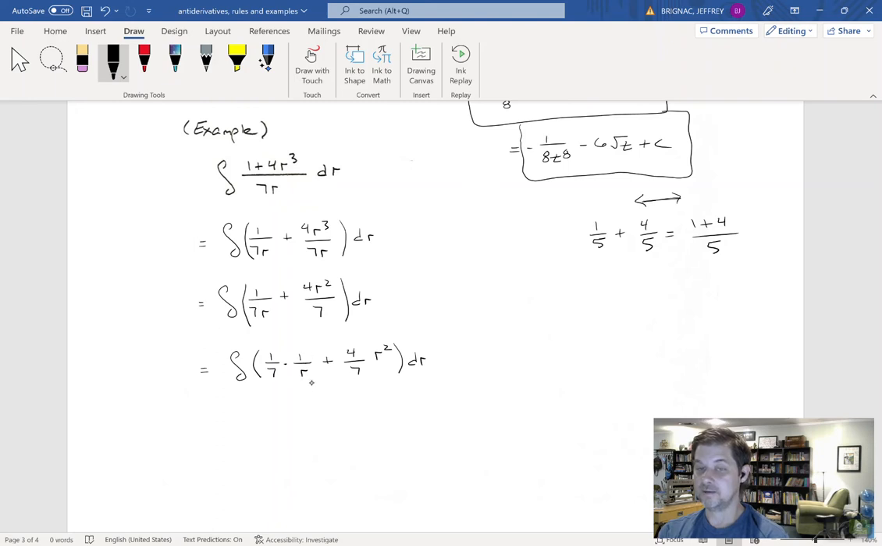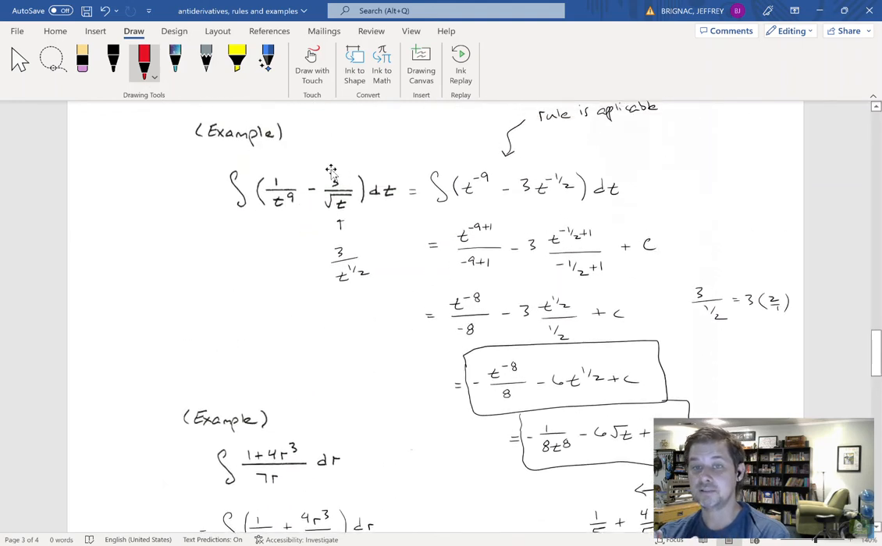All right, so here's what I need to do. The answer to this is 1 over 7 times whatever the antiderivative of 1 over r is, plus 4 over 7 times whatever the antiderivative of r squared is. Now that one we've handled so far, but not this one. Remember how in another problem I said, well, I would like to see what the exponents are. Like I need to see this as not 1 over t to the 9th power, but t to the minus 9th power. And I need to see this not as 3 over root t, but 3 times t to the minus 1/2 power, and so on.